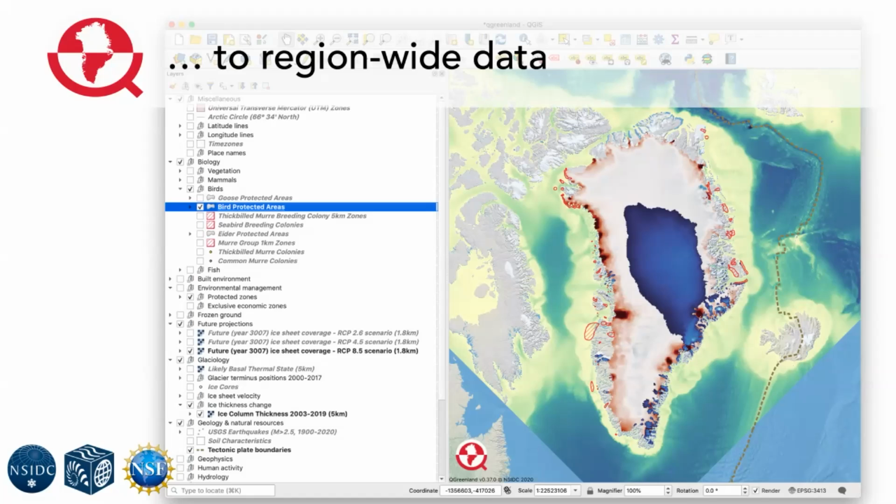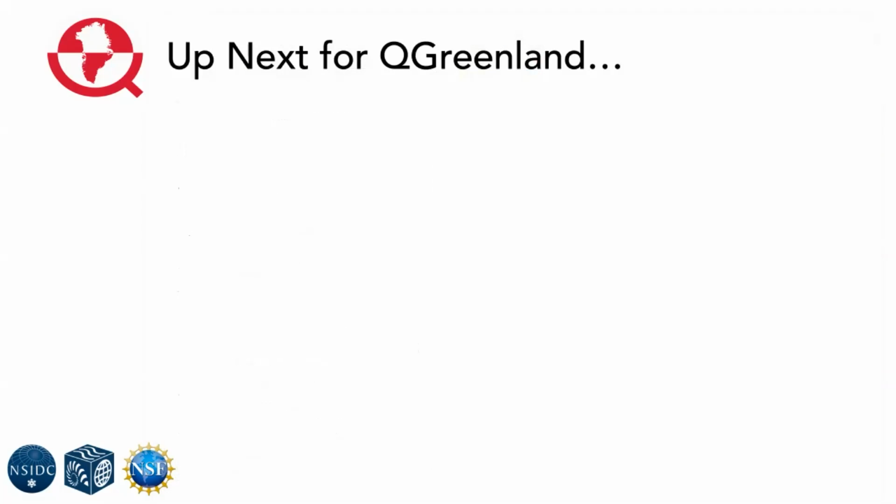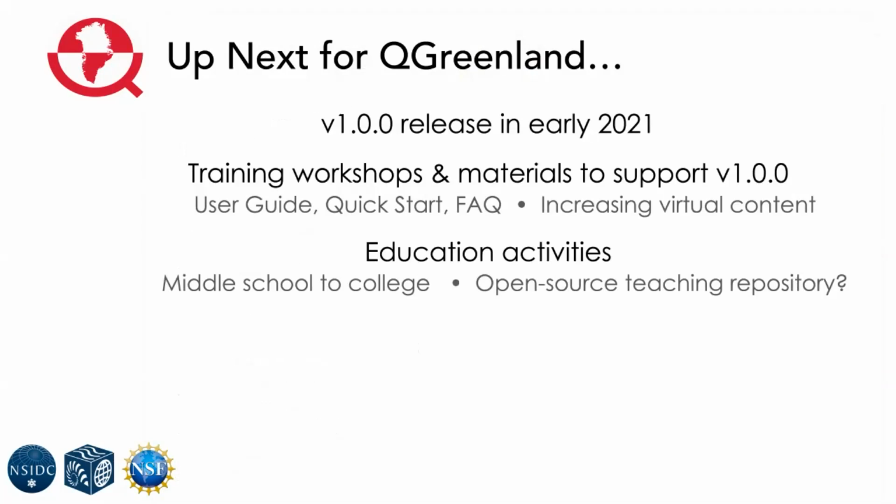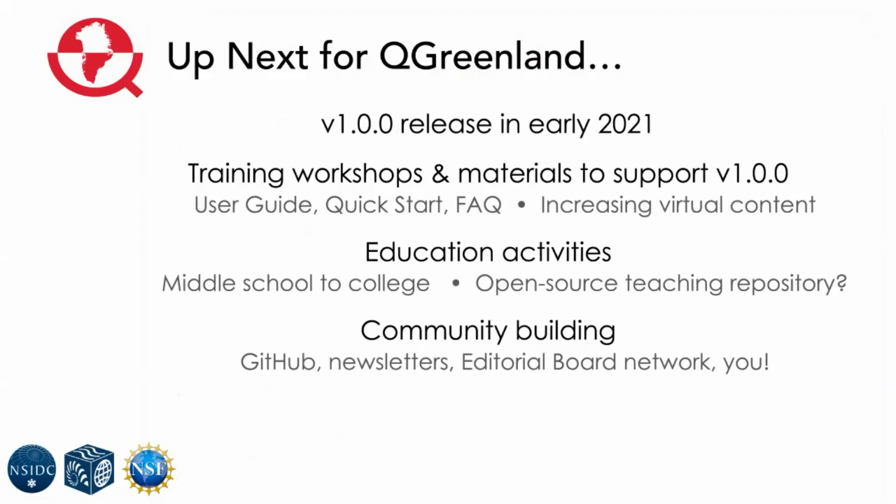Looking to the future, there's a lot to come from the QGreenland team. Anyone can play with the current QGreenland beta version, and we'll have a stable version 1.0 release at the start of 2021. Along with that will come a variety of training material and virtual training workshops. We'll also begin to develop middle school through college level teaching material and increase our focus on building a community of users.